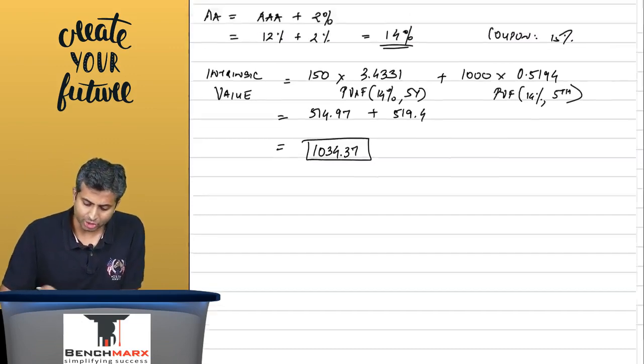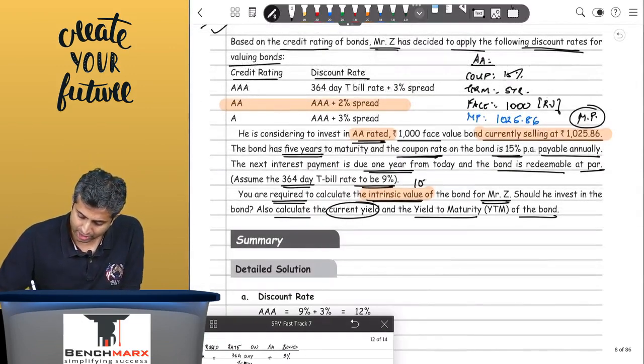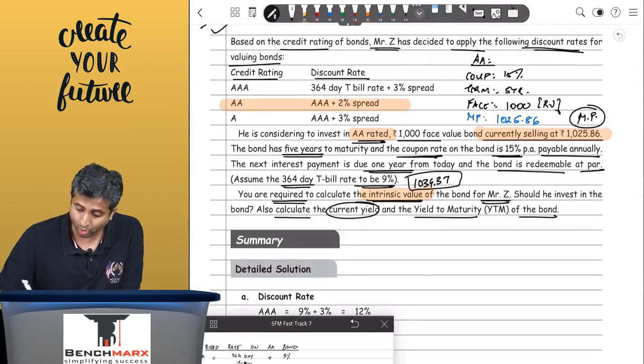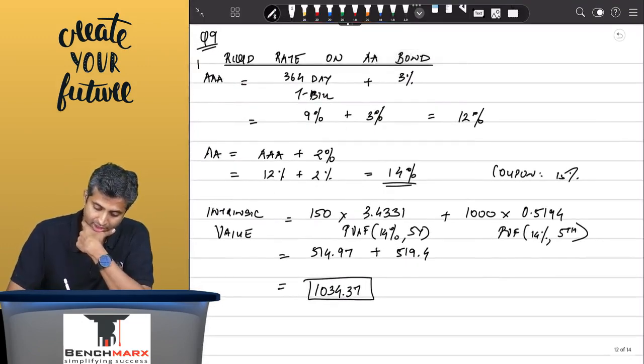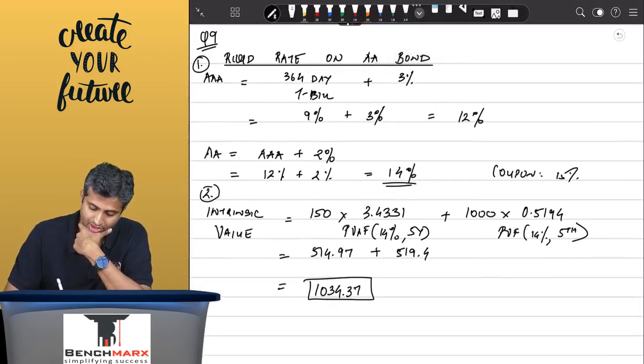So the question asks you to calculate the intrinsic value. We are saying 1034.37 will be the intrinsic value. However, what is the market price? Should you invest in the bond? So over here, let us say first is the required rate of return, intrinsic value.